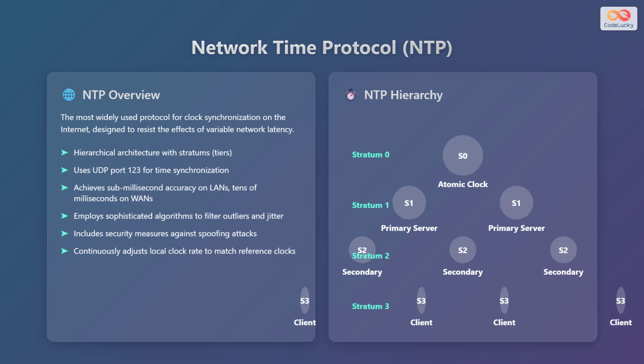Here's an overview of the NTP hierarchy. At the top, we have Stratum 0, which includes atomic clocks. Stratum 1 consists of primary servers, which are directly connected to Stratum 0. Stratum 2 comprises secondary servers, which synchronize with Stratum 1 servers. Finally, Stratum 3 includes client machines that synchronize with Stratum 2 servers.